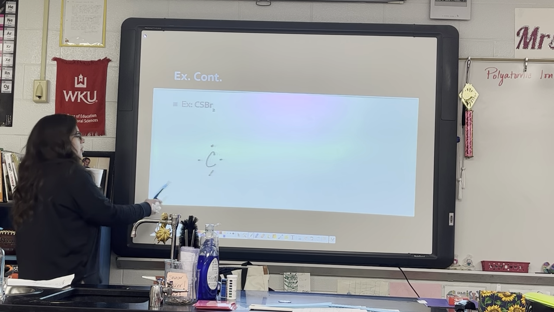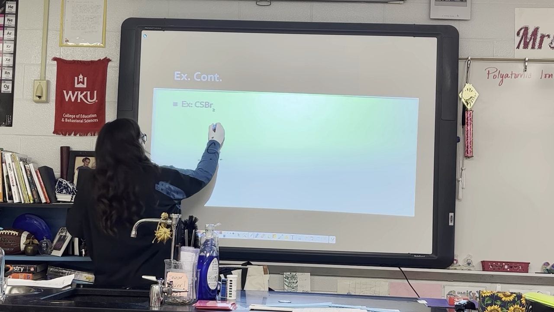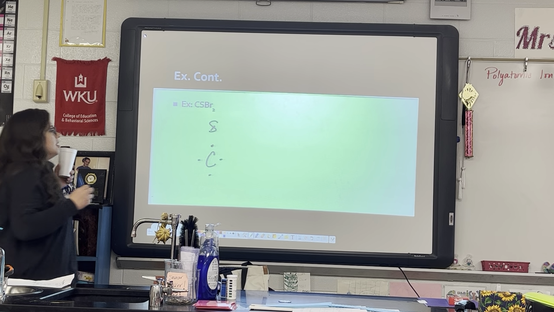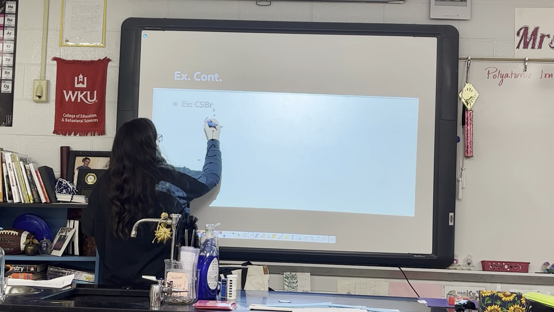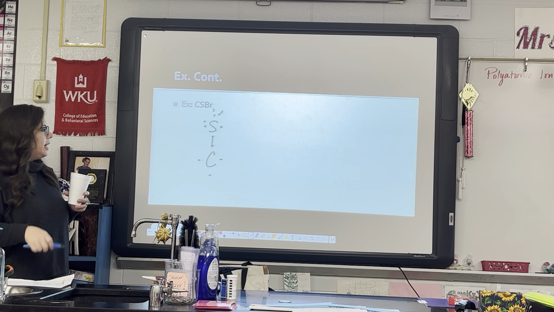Paxton, where do you want to put sulfur? Just on top. Top? Yeah. So sulfur up here. And sulfur's in group 16. How many valence electrons? Six. So one in the bond. Two, three, four, five, six. So I've got one leftover one up there that we'll deal with later.